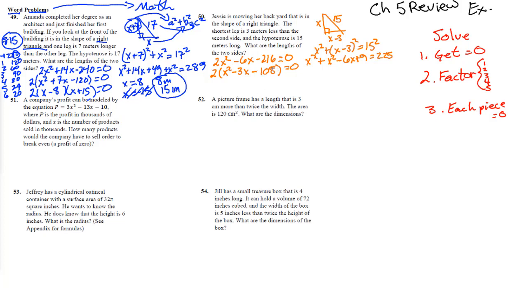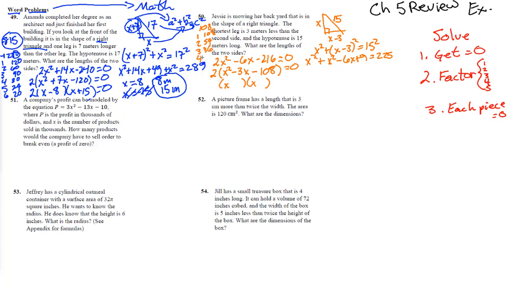This is now a trinomial with leading coefficient 1, so this is one of the fast ones. x and an x. Let's see what times to make 108. Let's write it up here. You can have 1 and a 108. You can have 2 and 54. 3 and, what is that? 36.